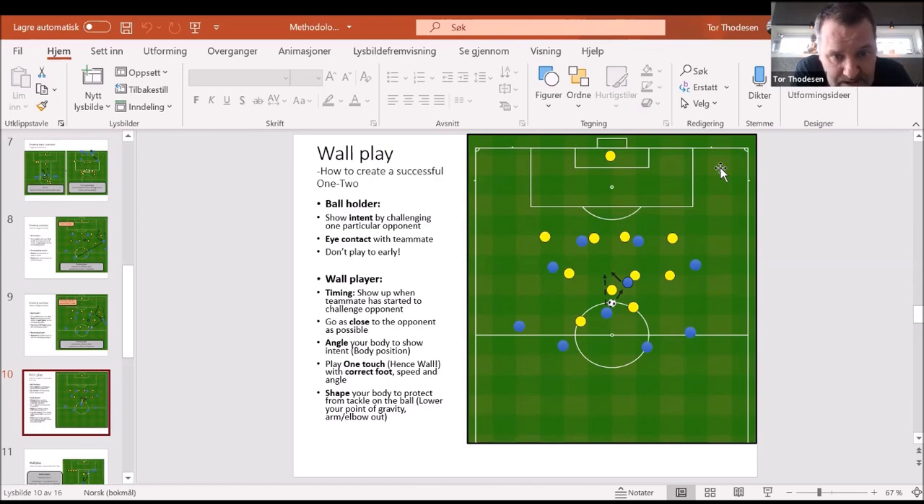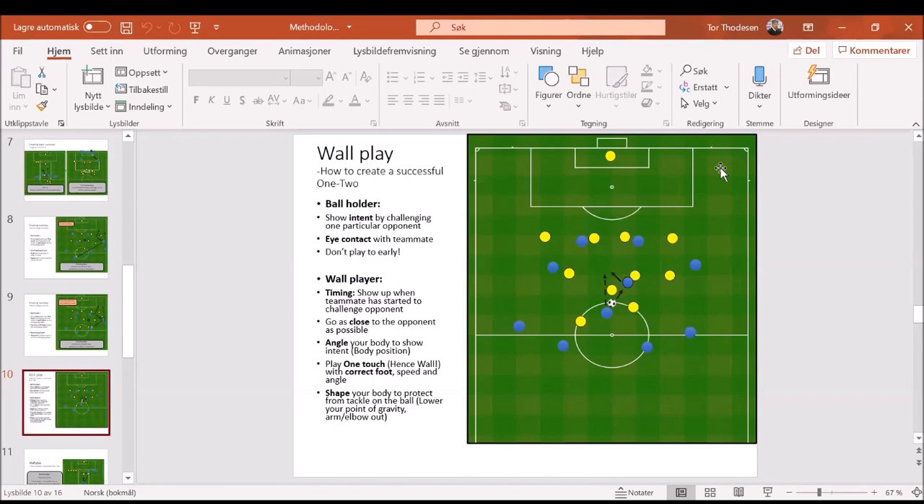And as a receiving player, shape your body to protect from tackling from the guy behind you. It's about your center of gravity, about how you keep your arms. You make it harder for an opponent to body check you.